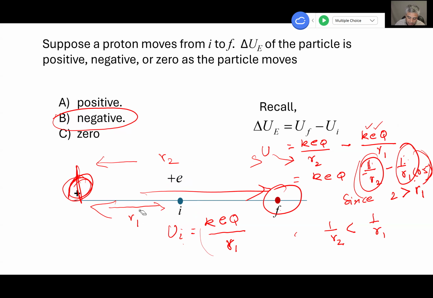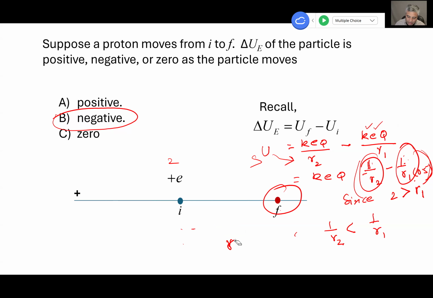Or you can just look at work done and recall that work done is equal to the negative of the change in potential energy, or the change in potential energy is the negative of the work done by the field force. Okay, so that is that.